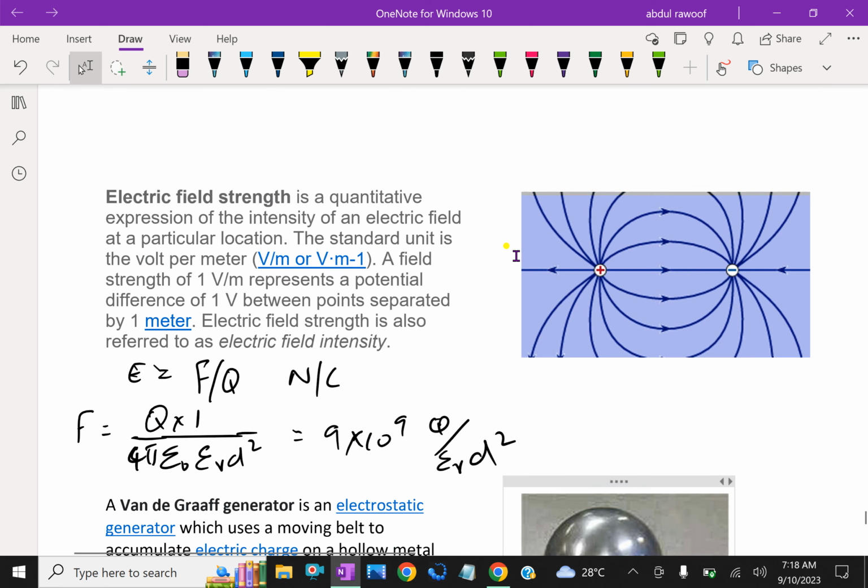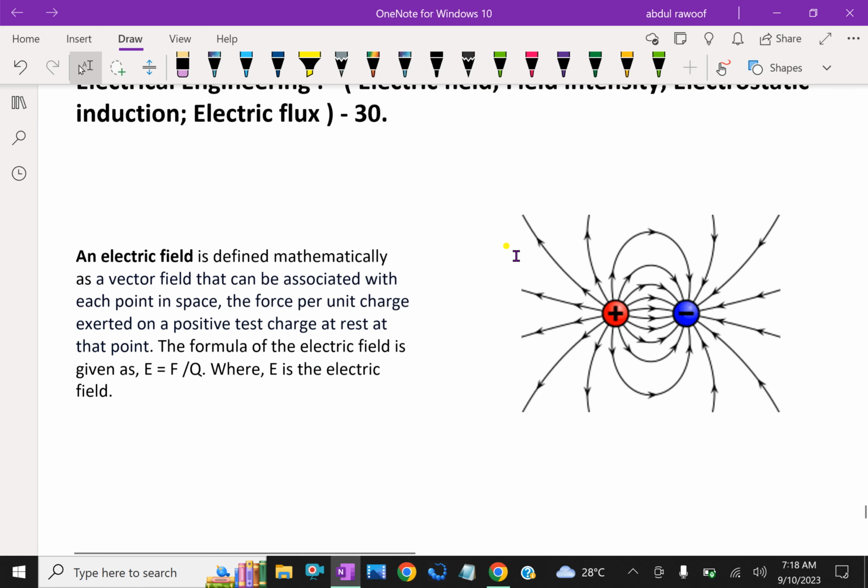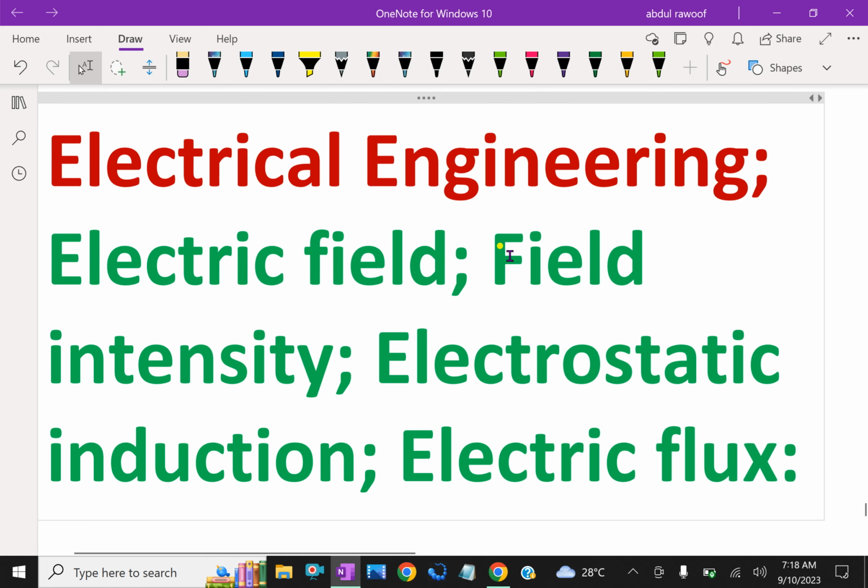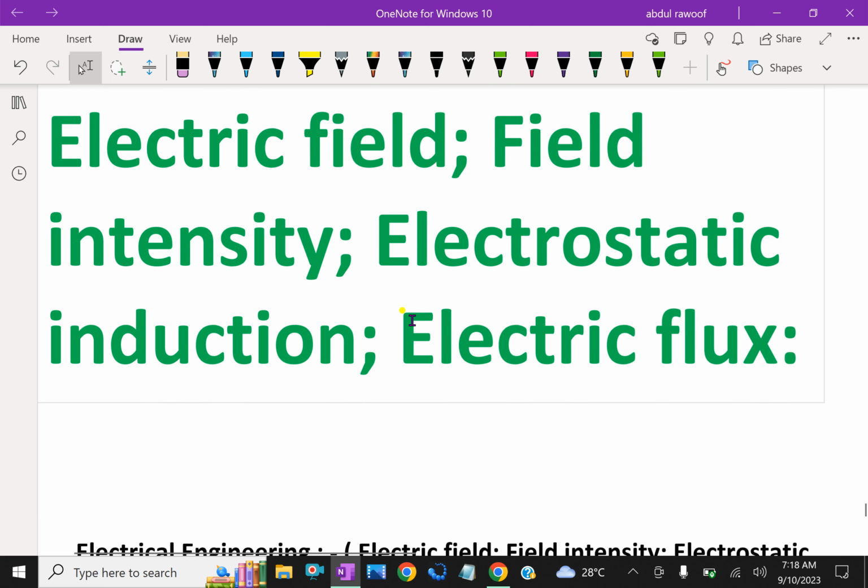Now, so far we discussed some terms about electric field, electric intensity, electrostatic induction, electric flux, and Van de Graaff generators.